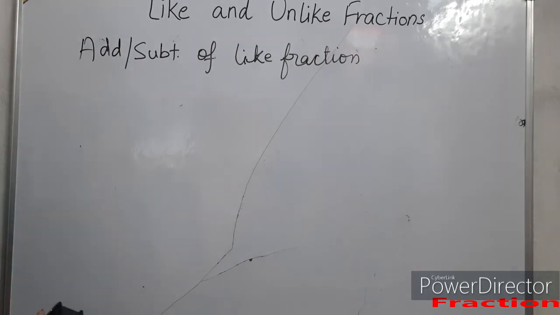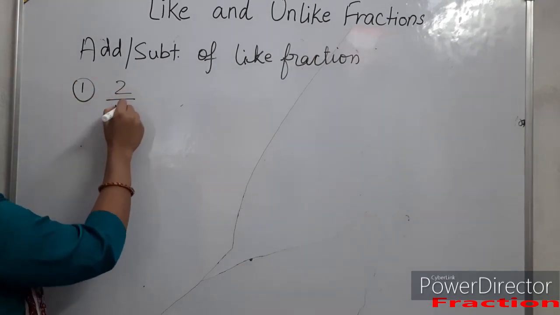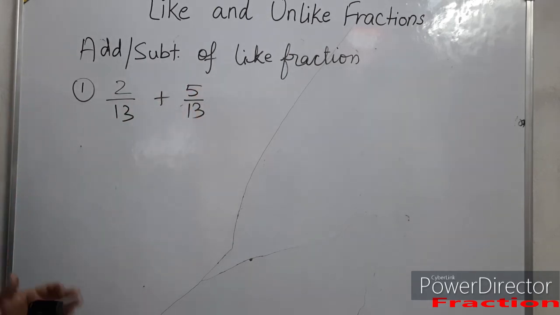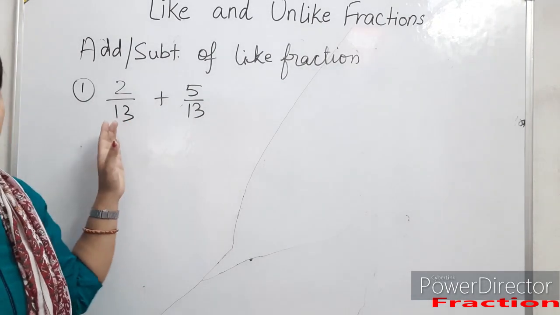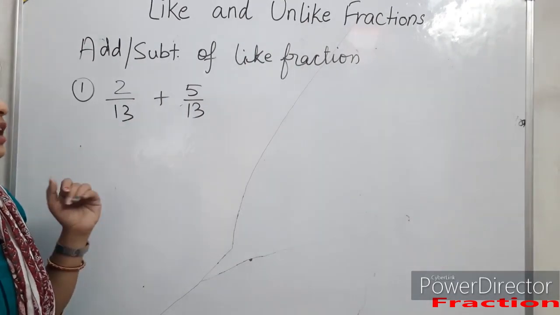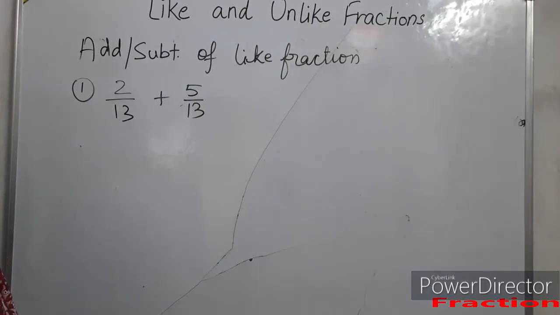Okay. So the first question for you is 2 by 13 plus 5 by 13. We have to add. This is a like fraction. From the fractions we can see that the denominators are the same. So this is a like fraction. Now we have to add. So what is the process of addition of like fractions?